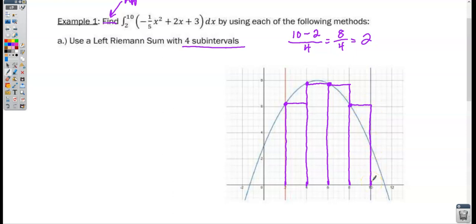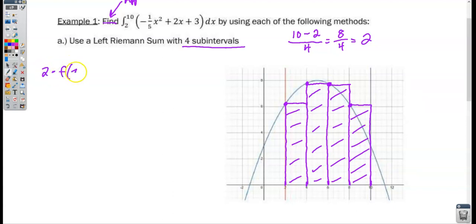Okay, so now I need to calculate the area of each of these rectangles and add those together, and that'll give me my left Riemann sum for 4 subintervals. So the first rectangle is 2 units wide, and the height of it is going to be f of 2. And the second rectangle is 2 units wide, and the height of that is going to be f of 4. And the third rectangle is 2 units wide, and the height of that's going to be f of 6. And the fourth rectangle is 2 units wide, and the height is going to be f of 8.